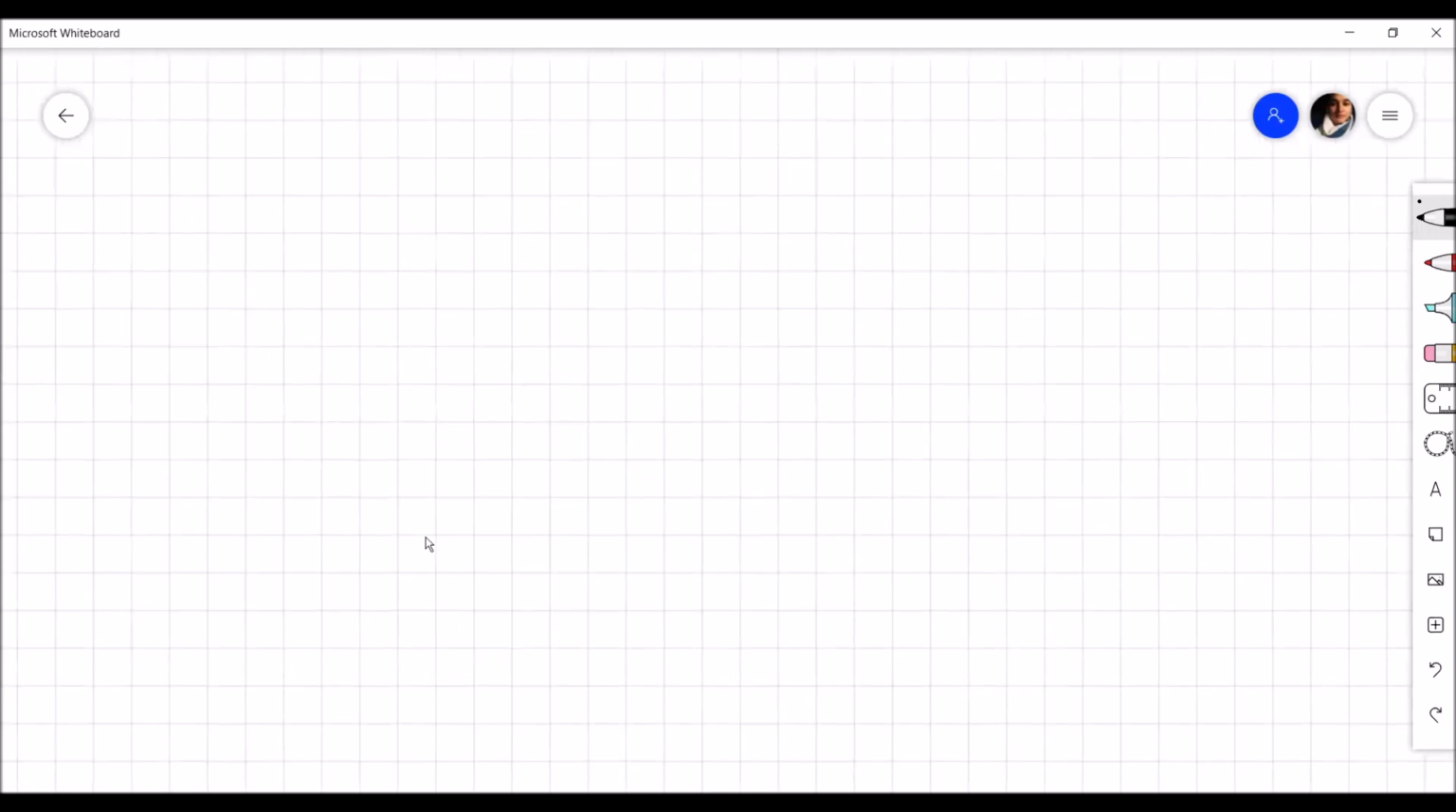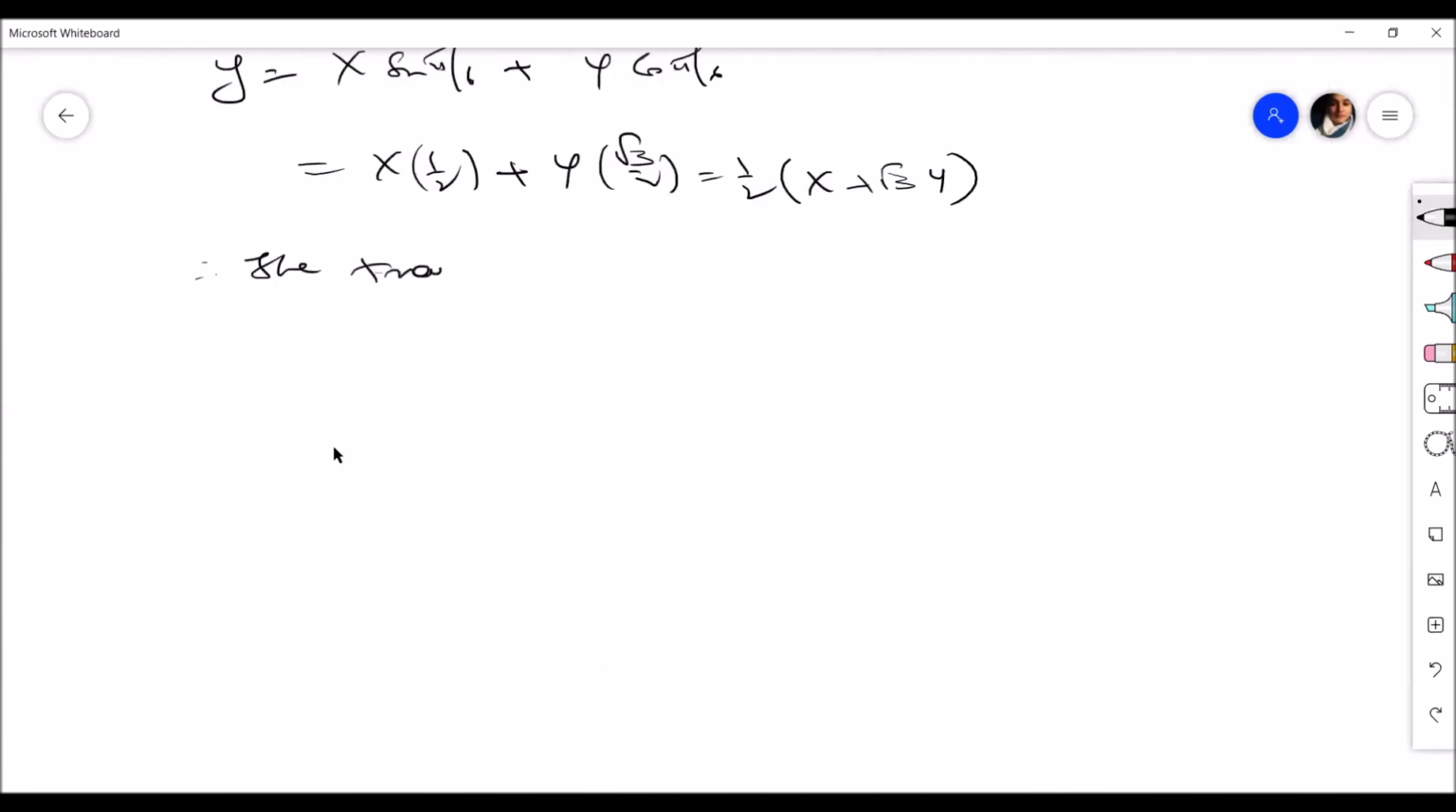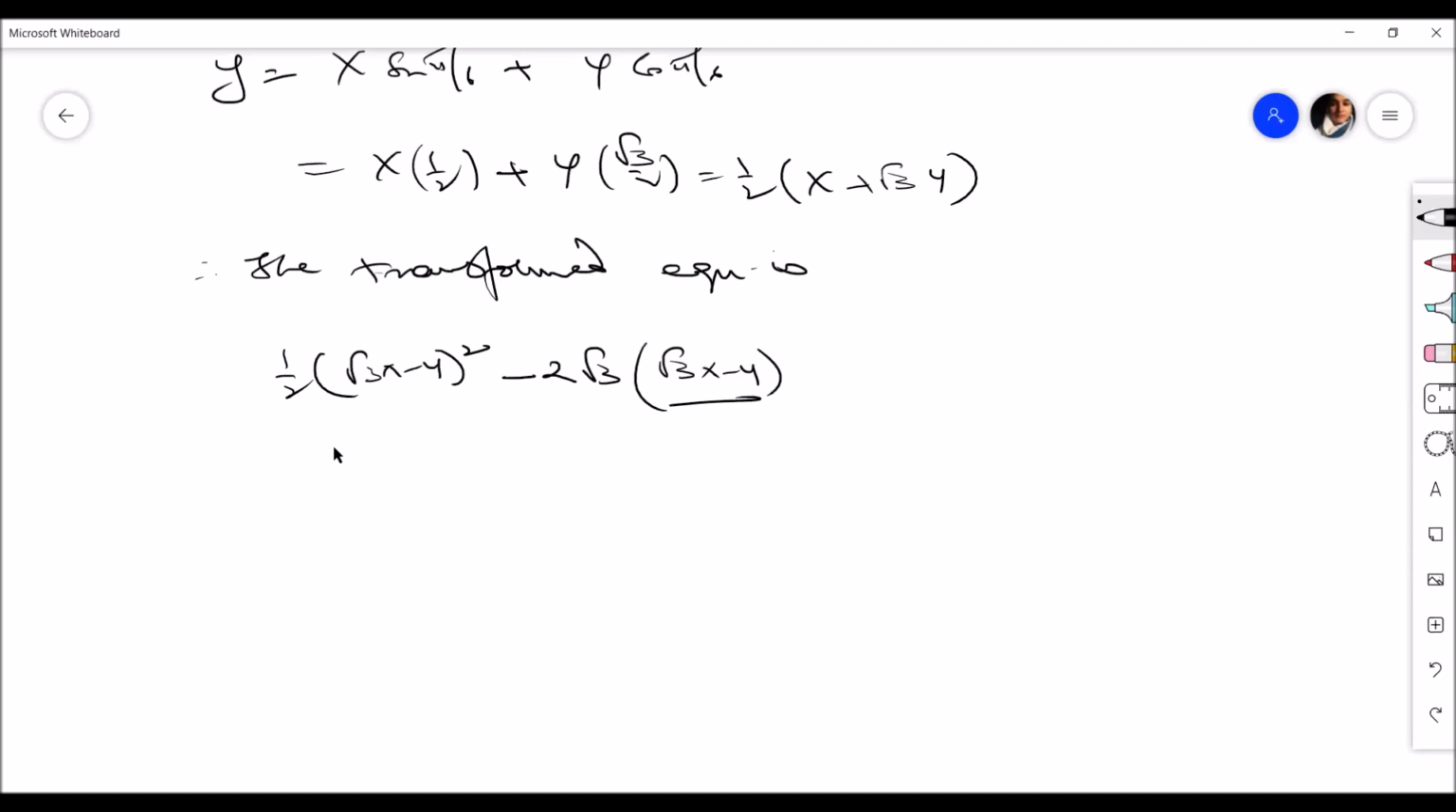Therefore, the transformed equation is, right? So x square can be written as half into root 3X minus Y whole square minus 2 root 3 into xy. So x is root 3X minus Y divided by 2 into y is X plus root 3Y divided by 2, okay, plus y square.